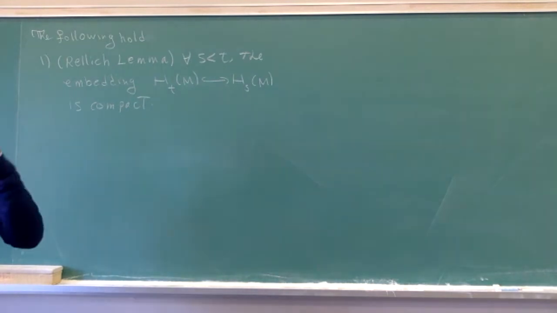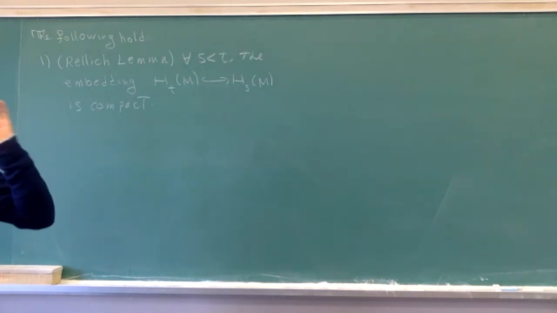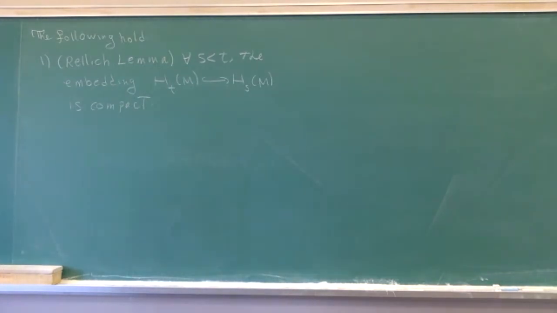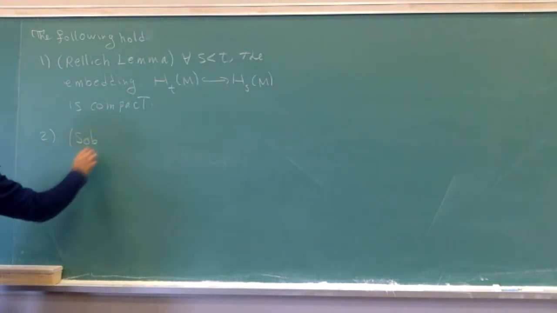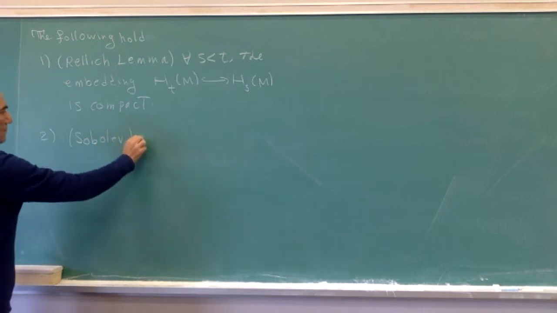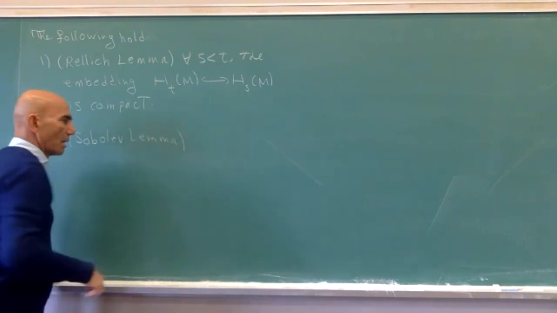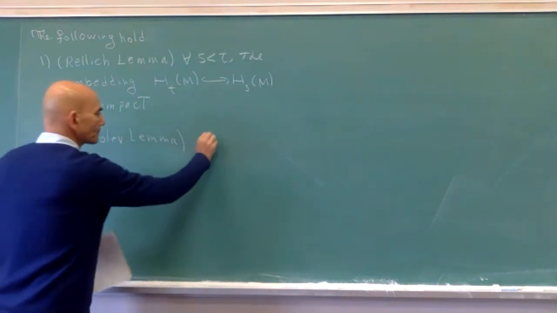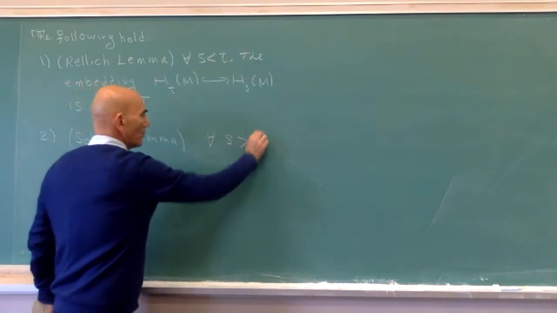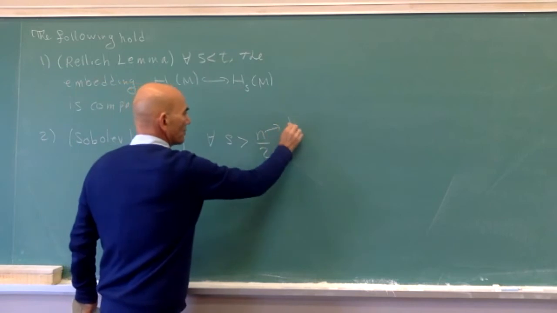Remember, when we were doing this on Rn, we said that the sequence of functions should have compact support. But here, because the manifold is compact, you can show that that condition is always met. So this is okay. This is Rellich lemma. It's fundamental. The second one is Sobolev lemma, Sobolev embedding. The idea is that for any s bigger than n over 2, remember this n is the dimension of the manifold.